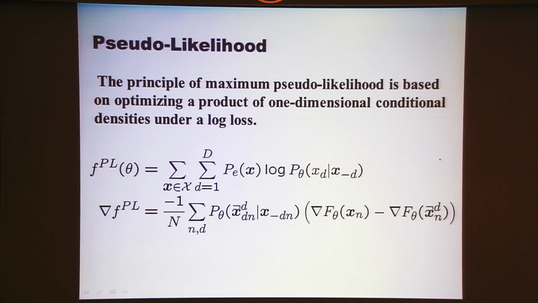So maximum likelihood does a random walk to do a random flip of units. CD looks at the data, does a random perturbation. Pseudo likelihood flips one unit, and it considers all possible flips. So it sums over all possible flips. And again, it's contrasting the free energy.